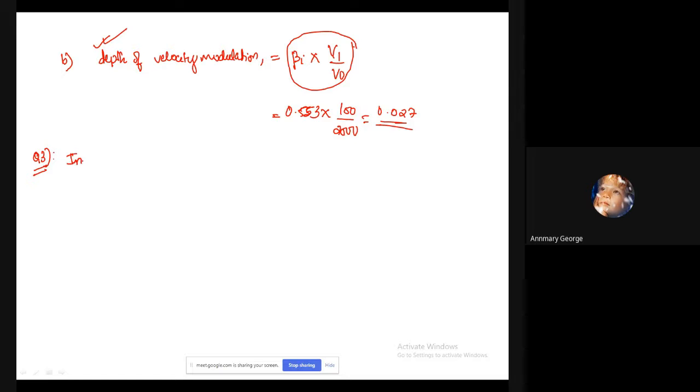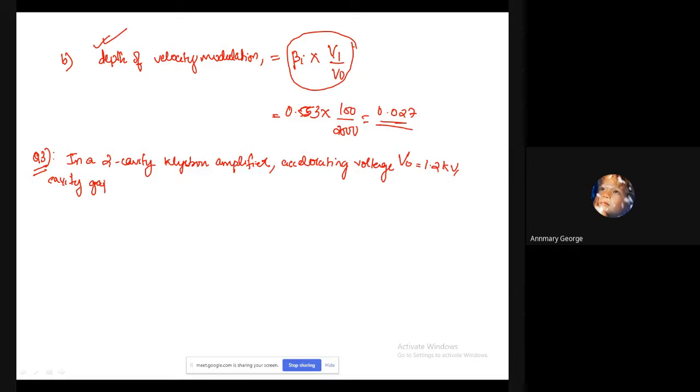In a two cavity klystron amplifier, the accelerating voltage V0 is equal to 1.2 kilovolt, and the cavity gap D is 1 mm, and the frequency F is 9 gigahertz.